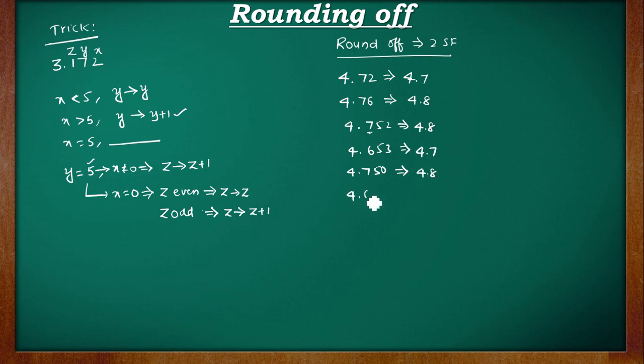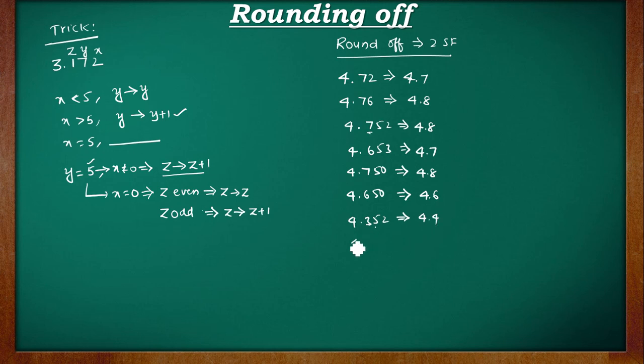4.8. Now, 4.650 is there, let us say. Understand? Now y is equal to 5 and x is equal to 0. So you have to see whether z is even or odd. z is even, so you have to keep that number the same. Next, 4.352. Now, for example, this category also falls under this. So basically, y is equal to 5, x is not equal to 0. So you have to raise the previous number by 1. So it is 4.4. Understand?